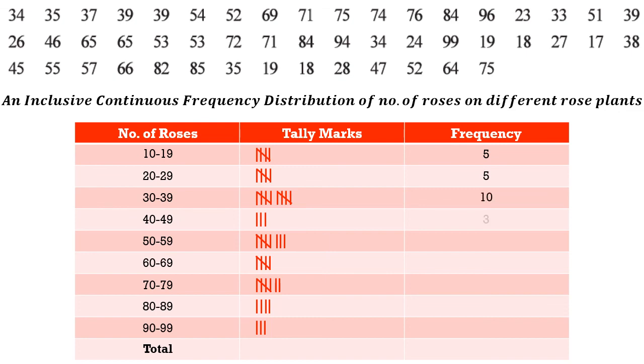Now we will start making the total of frequencies. 5, 5, 10, 3, 8, 5, 7, 4, 3, and the total is 50.